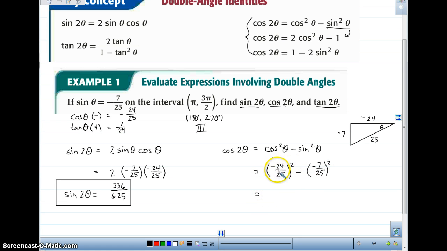So 24 squared, put that in my calculator, that's 576. It's going to be positive. And then 25 times 25 is 625. Minus, if I square this one, that's 49 over 625. And so we have a pretty basic subtraction problem here. 576 minus 49 is equal to 527. So this is 527 over 625. That's what cosine of 2 theta would be equal to.